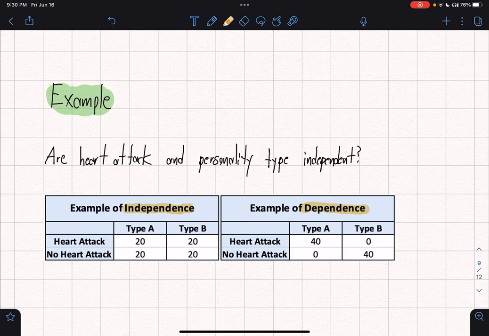Whereas if we look at the dependent example, everyone who was type A had a heart attack, whereas everyone who was type B did not have a heart attack. We would say these are dependent because it looks like there is a strong relationship. Relationship means dependence between personality type and heart attack status. And that's kind of what we're doing.